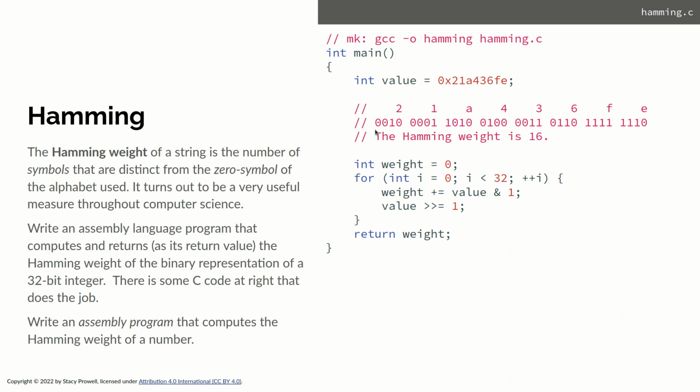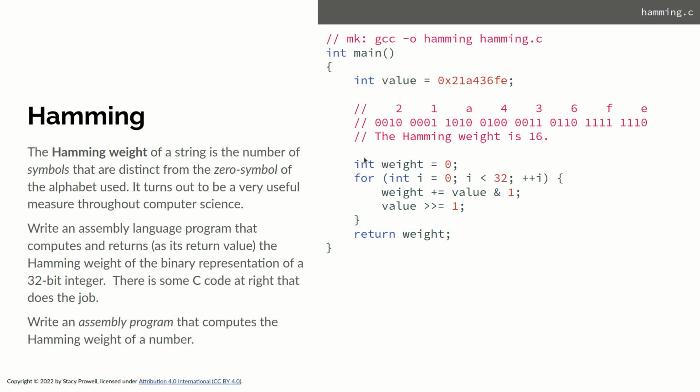The Hamming weight is the number of ones in the binary representation. So really quickly, there's 1, 2, 3, 4, 5, 6, 7, 8, 9, 10, 11, 12, 13, 14, 15, 16. So we expect the result to be 16. And this is some C code to do it.